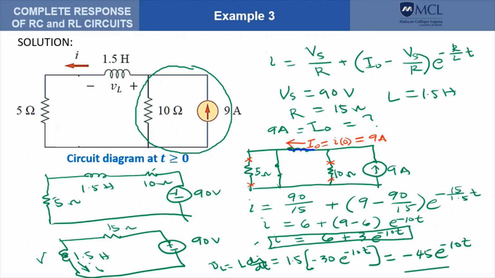Okay, so this should be our V sub L. So it's a negative voltage. So meaning the polarity of VL here should be, this is positive and this is negative.